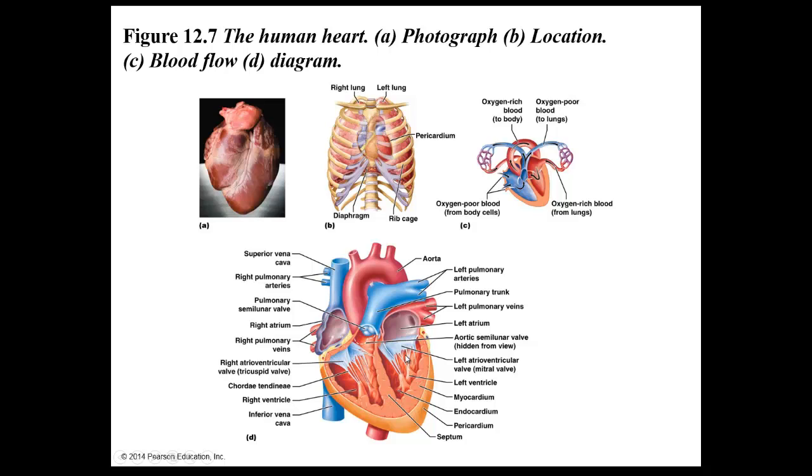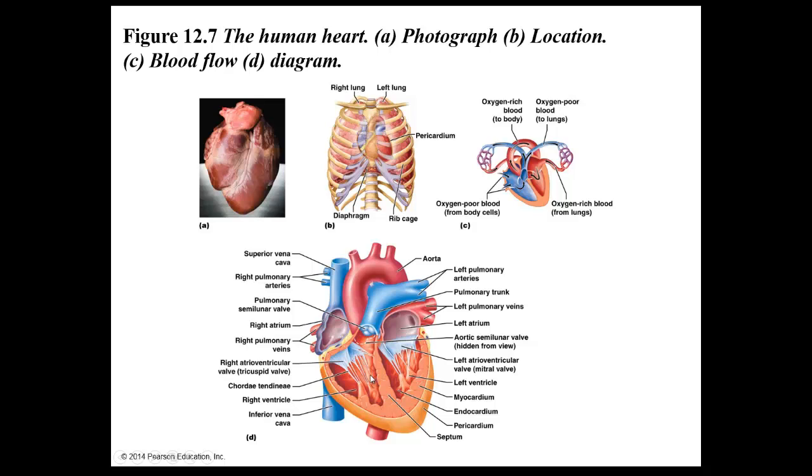Then we have the endocardium, which is the inner lining of the heart, which is just a slippery layer of connective and simple squamous tissue. It's kind of a specialized tissue, but anyway, it lines the heart and provides a nice slippery surface so blood can flow through and not clot as it would if it got caught in the heart.